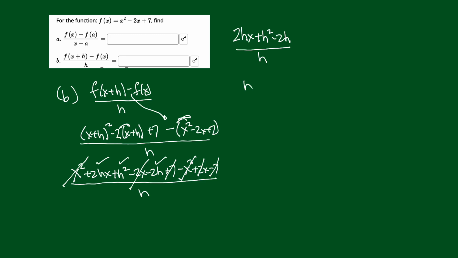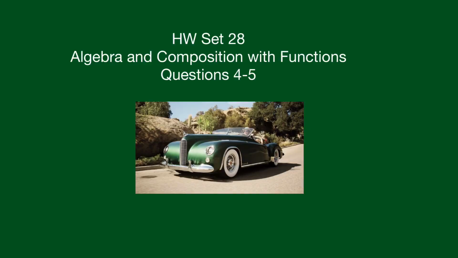Take out an h. Here's what's left. 2hx. Take out the h. What's left is 2x. And then plus h, and then minus 2, all over the h. Now those h's cancel, and I'm left with 2x plus h minus 2. That's what I think it is. And that finishes up our homework set 28.